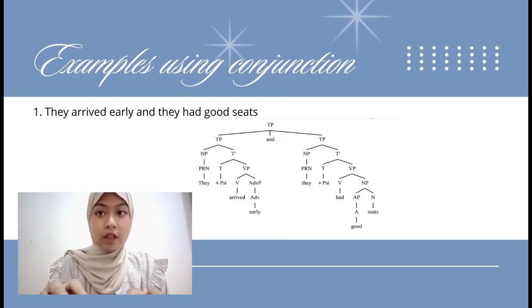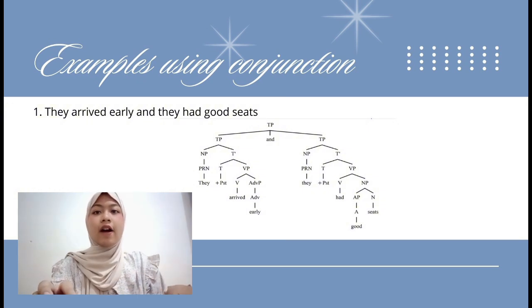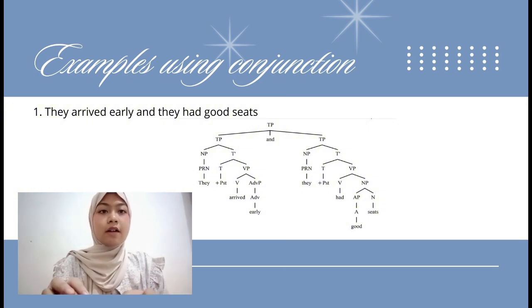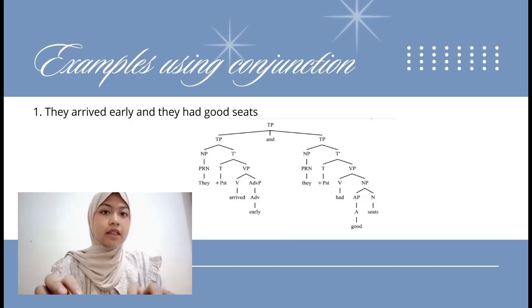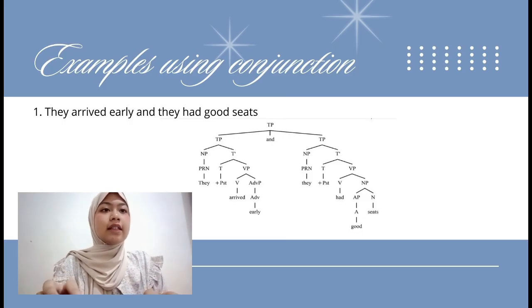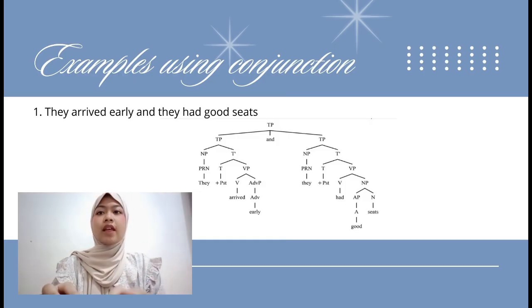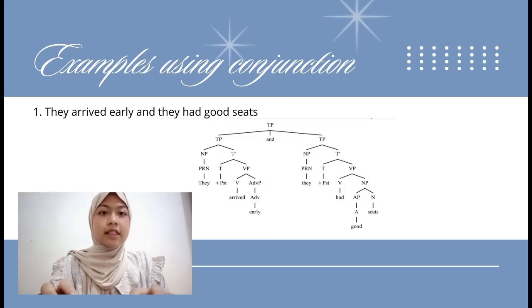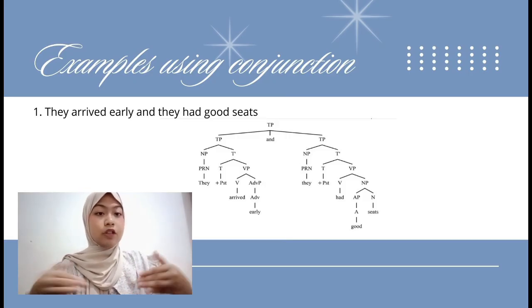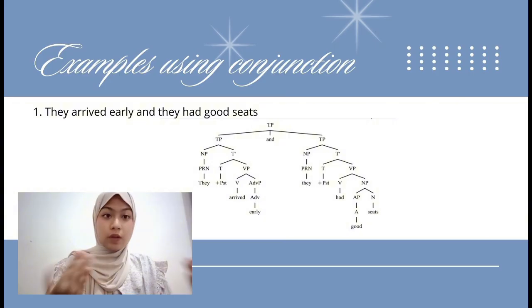"They arrived early." And then the final structure, the compound sentence. Now that we have the left TP, the conjunction, and the right TP, we connect all three to a single root TP at the top. So this is how we put this compound sentence into the tree diagram.